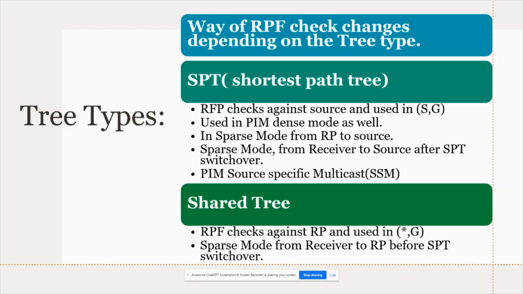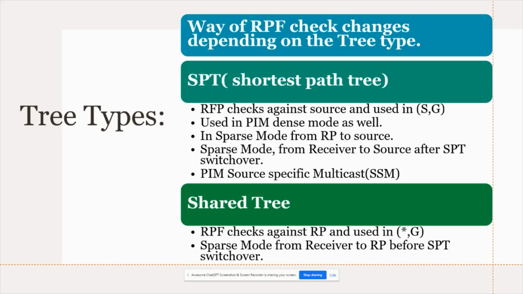The shortest tree is the shortest path between sender and receiver. In the shortest tree case, we always perform the RPF check against the source. It is used in PIM dense mode as well as in PIM sparse mode. In sparse mode, we perform RPF checks from the RP towards the source, and RPF checks from receiver to source after SPT switchover, which I will discuss in the next slide. The shortest tree is also used in source specific multicast.